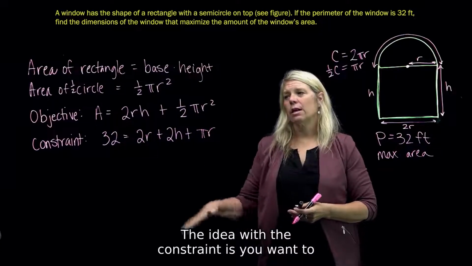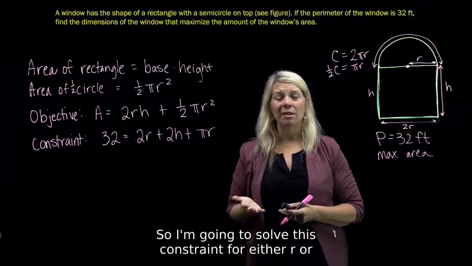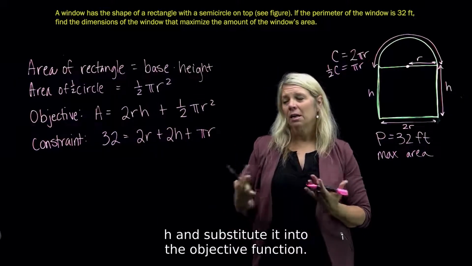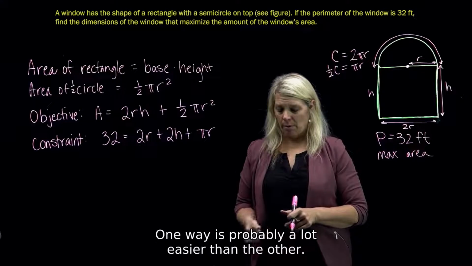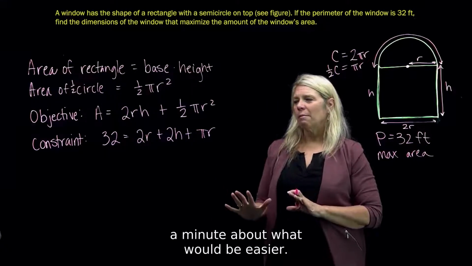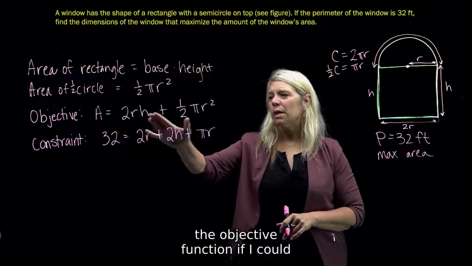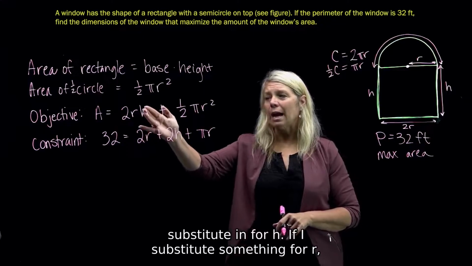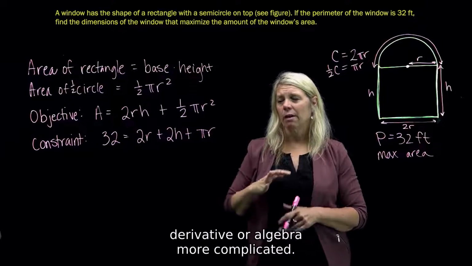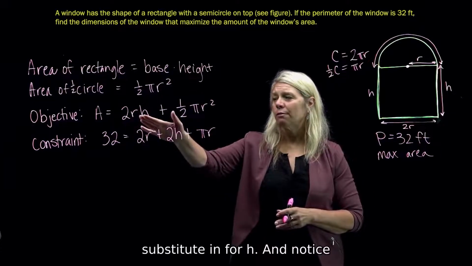Okay, so here's my constraint. The idea with the constraint is you want to use that to reduce the number of variables here. So I'm going to solve this constraint for either r or h and substitute it into the objective function. Technically, either way would work. One way is probably a lot easier than the other. So just pause and think for a minute about what would be easier. Probably would be easier in the objective function if I could substitute in for h. If I substitute something in for r, that's going to be squared, and it's going to make my derivative or algebra more complicated. So it's probably easier here if I could substitute in for h.